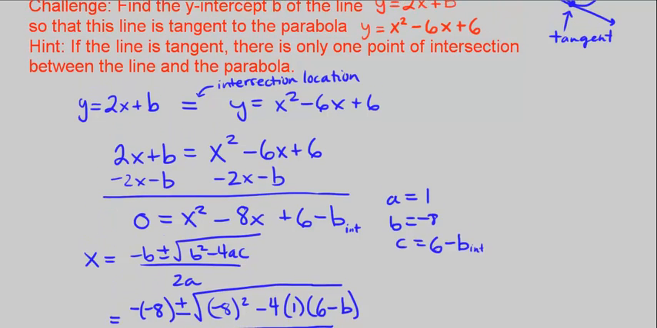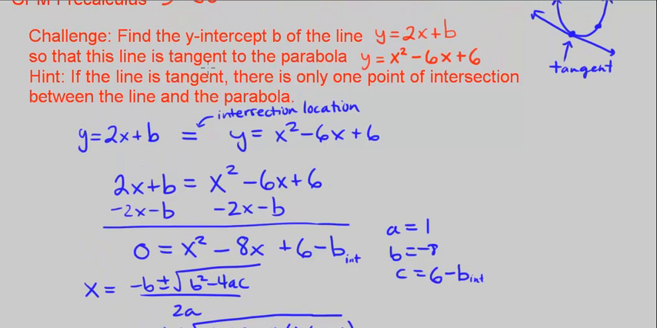But I want to go back up here and look at the problem itself again. We want to find b, the y-intercept b of this line, so that it's tangent to the parabola.